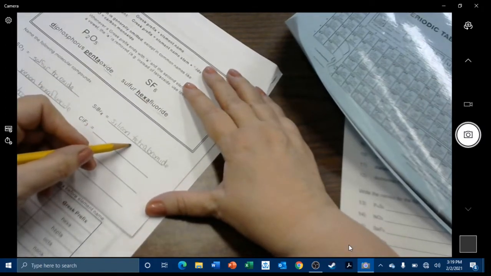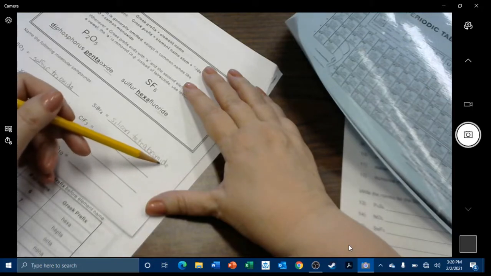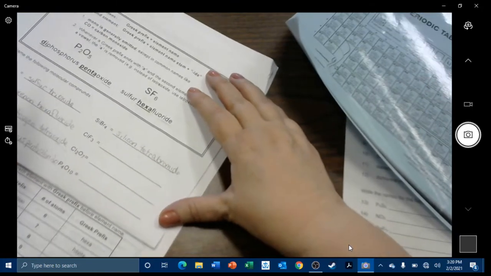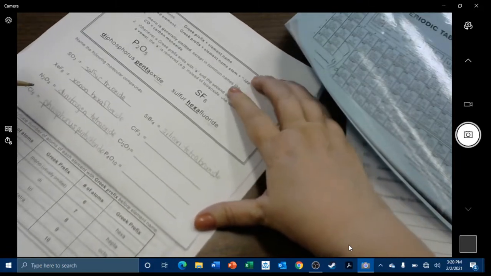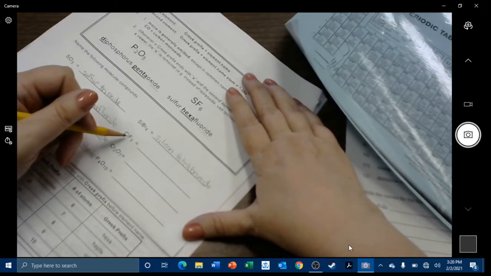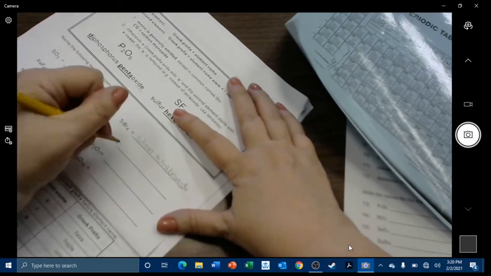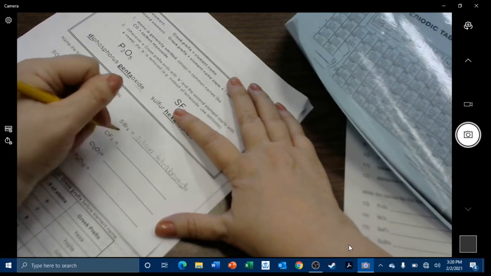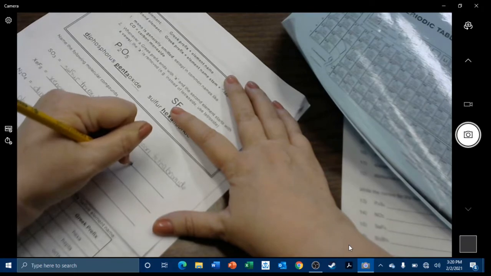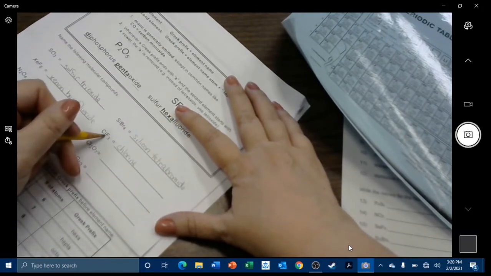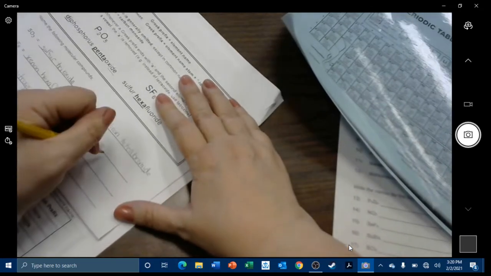Okay, so we have our prefix for 4 is tetra, bromine, and then the IDE is the end of the name. Okay, we have chlorine and then fluoride. I'm sorry, fluorine. So we're going to put chlorine because there's only one. And then we have 3 fluorines. So trifluoride.